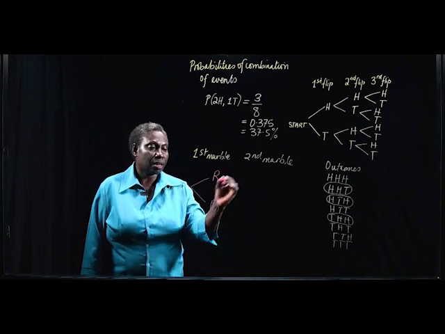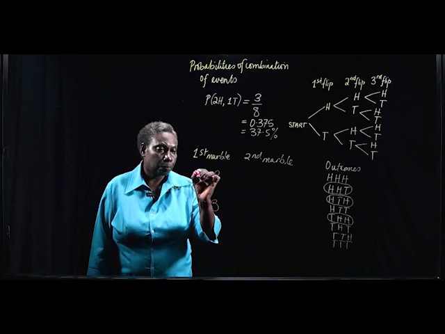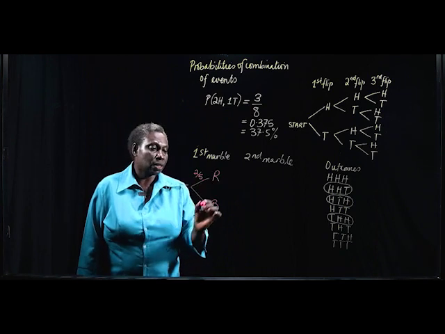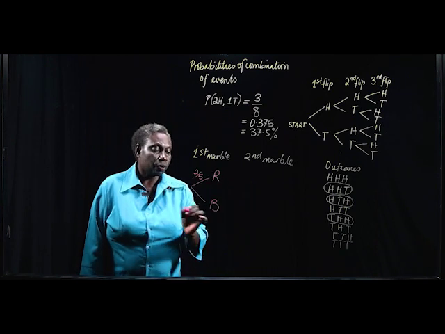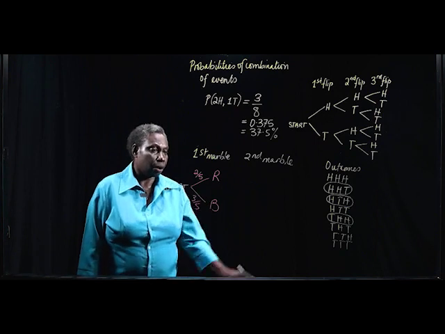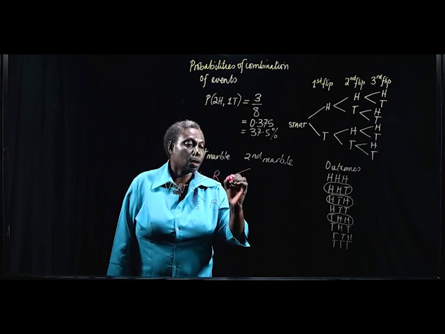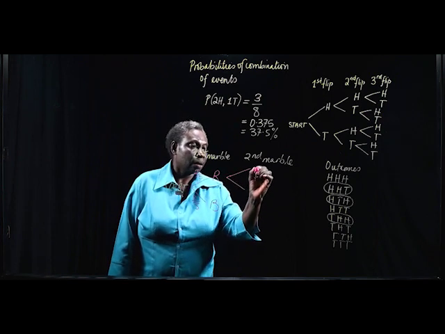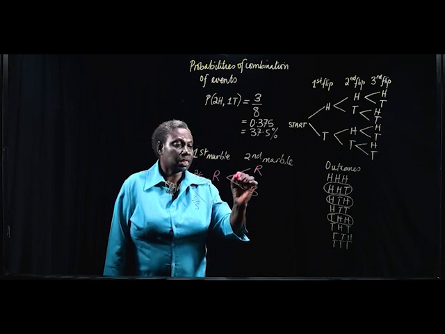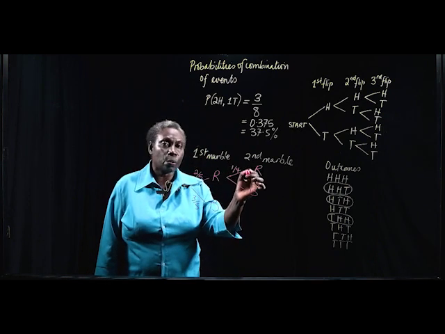But if it's going to be a red marble, then the probability will be 2/5 because there are 2 red marbles. And the probability of the blue marbles will be 3/5. Now, if I have to select a second marble without replacing the first one, again, the probability of red will be 1/4. Why did I say 1/4?